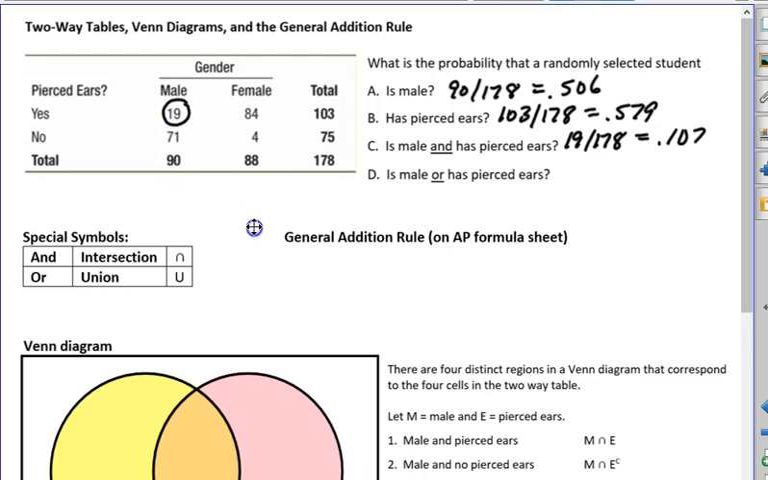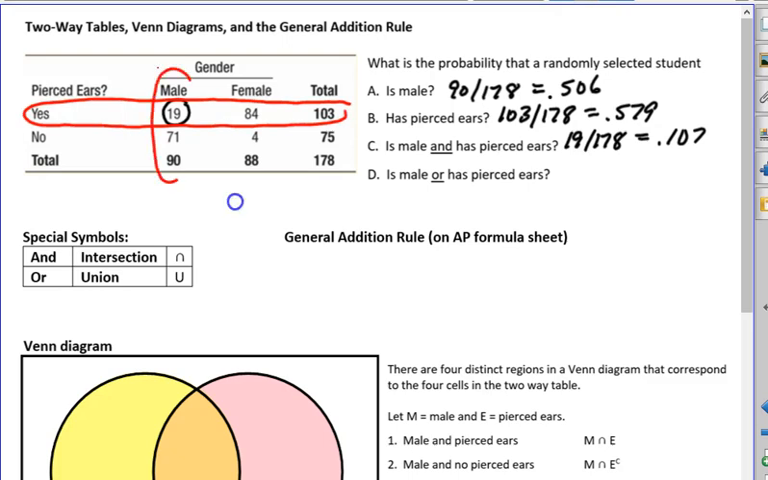This last one asks the probability that a person is male or has pierced ears. Pause the video and take a minute to think about what that would be. Okay, so here's the group that has pierced ears. Here's the group that are male. We can't just say 90 plus 103. For one thing, that would be 193, which is more than we have total possibilities. If we did that, it would be counting this group of males that has pierced ears twice.